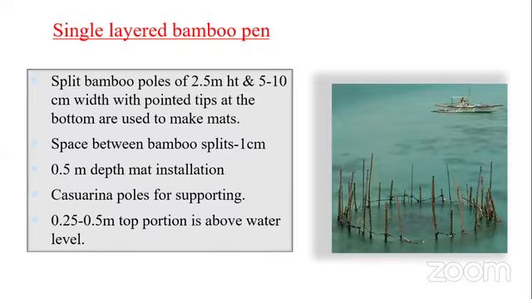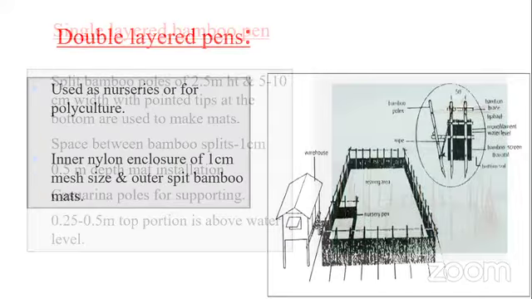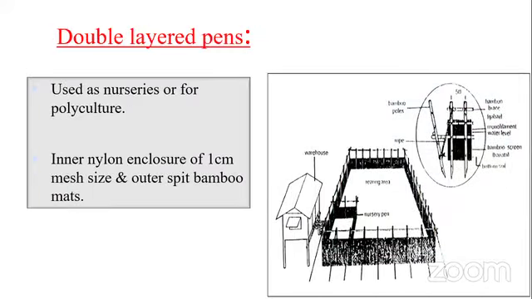This is how the construction of a pen is. Next slide, please. This is the round pen. It can be double layer, where we can use two nylon mesh enclosures of 1 centimeter mesh size.